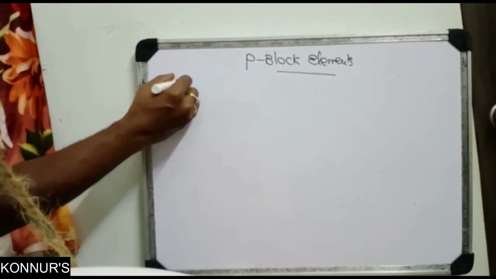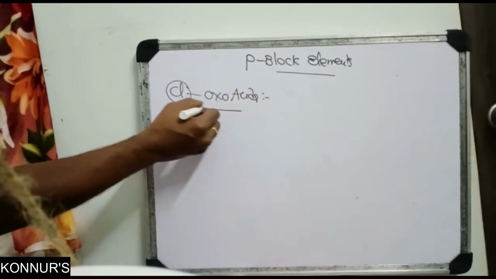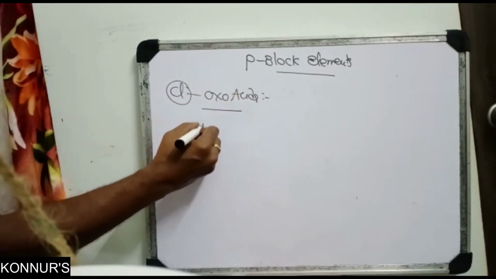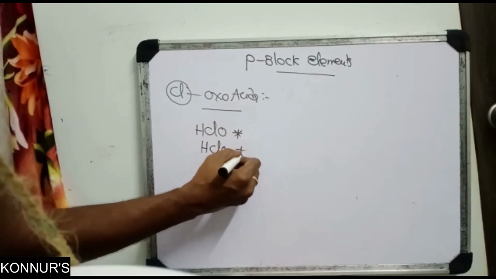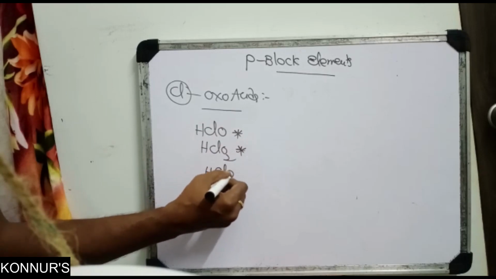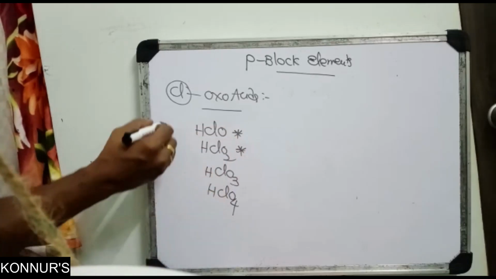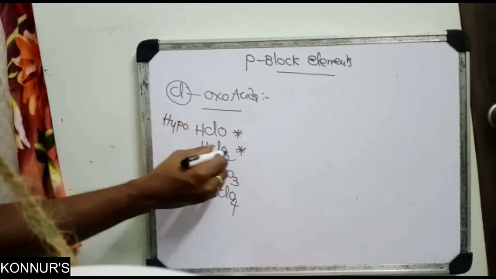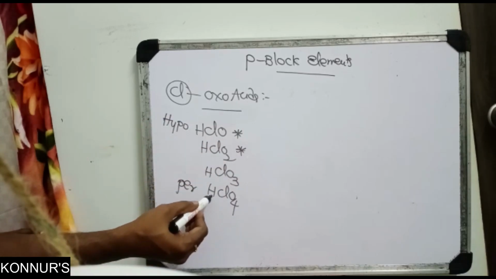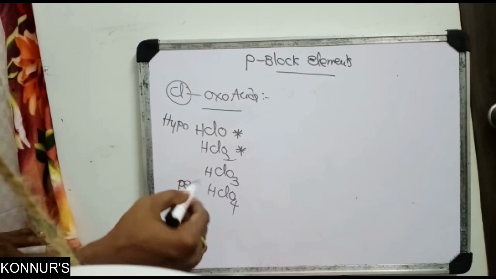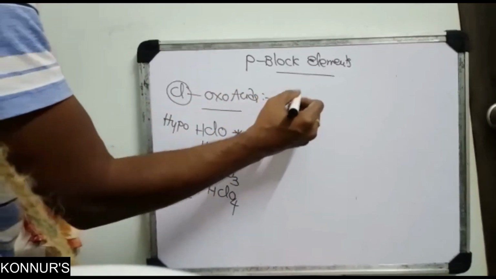Next, chlorine oxoacids. Similar to nitrogen only: HClO, HClO2, HClO3, HClO4. Star means ous, without star is ic. So this is hypochlorous, chlorous, chloric, perchloric. Previously HNO4 meant peroxynitric acid, but here you write perchloric acid. So HClO.